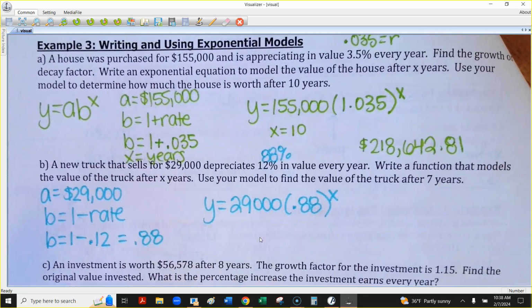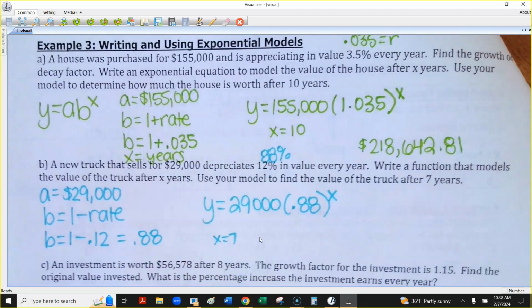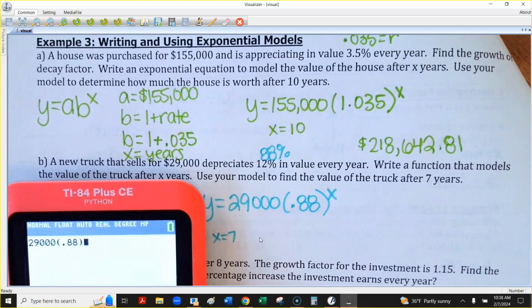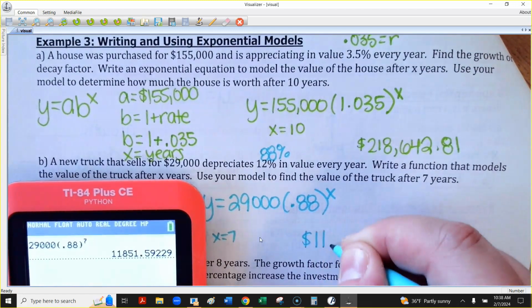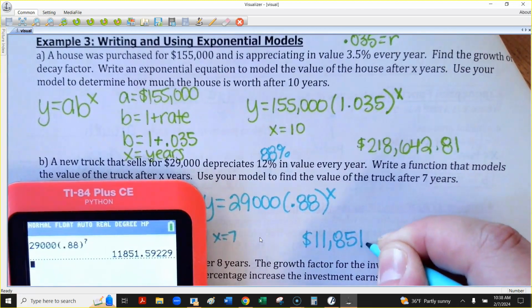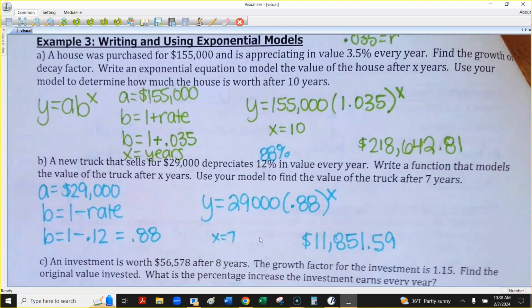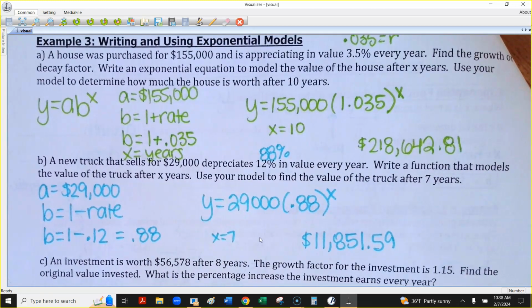Okay, it says what's the value of the truck after 7 years? So we're just going to take our model and replace X with a 7. That's all I'm doing, just 29,000 and then 0.88 to the 7th power. And again, we're talking about money, so I'm going to round to 2 decimal places. So this would be $11,851.59. It's not bad to do once you set it up, but you probably do want a calculator for these questions today because it's a little bit annoying to work with some of these numbers.